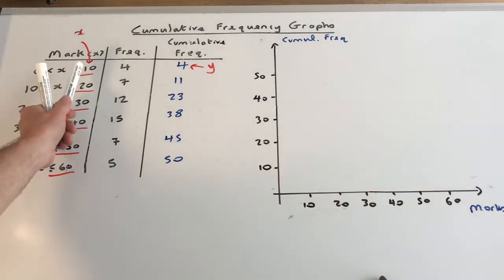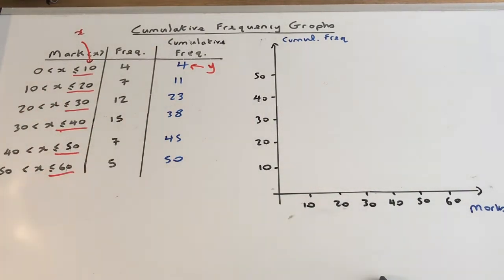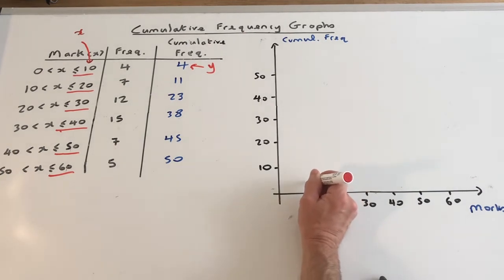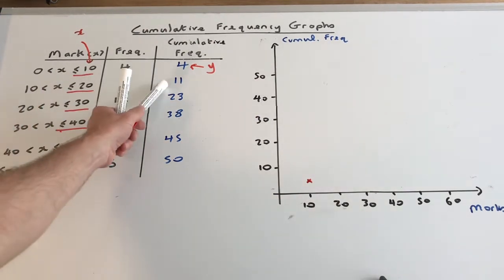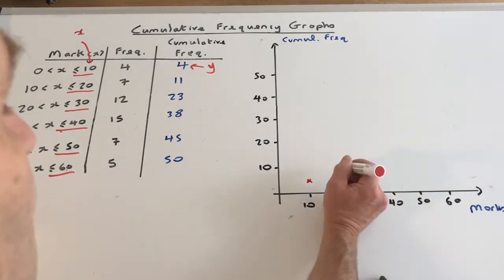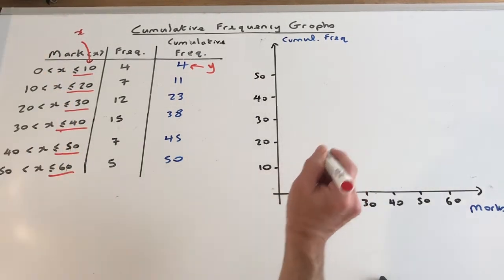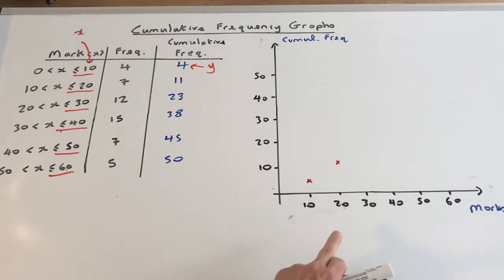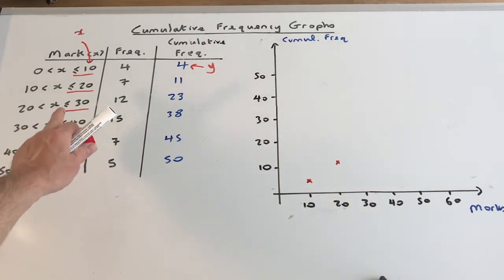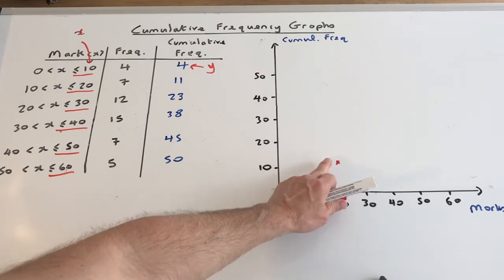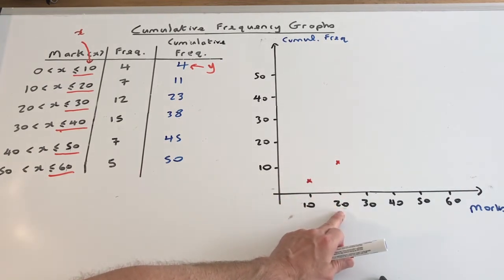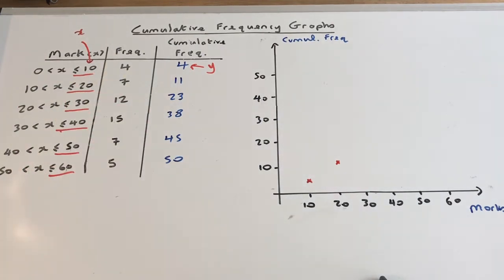So I'm going to plot, for example, 10, 4. So here I go in my graph. I'm going to go 10 and 4 is up a little bit. Put a little cross like that. So I've plotted 10, 4. I'm going to plot 20, 11. So 20 and up to 11 is about here, more or less. Notice again, each of these points, like this 20, 11, has a meaning to it. Just pause the video if you need to and think about this. The meaning is 11 is the height. So 11 people scored less than or equal to 20.